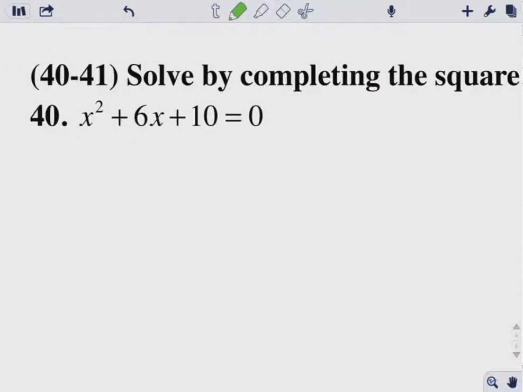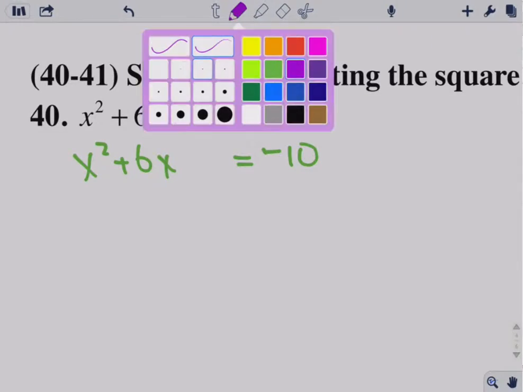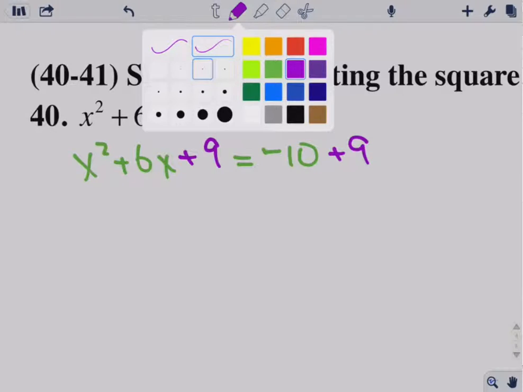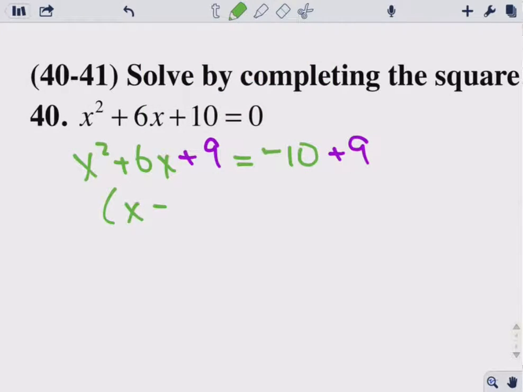Solve by completing the square. Get it in the right form. x squared plus 6x equals negative 10. What am I adding? I'm adding half of 6, which is 3, squared. So 3 squared is 9. I'm adding that so it factors as a perfect square trinomial.